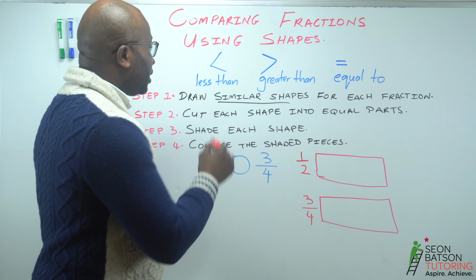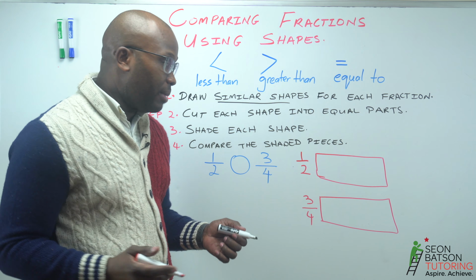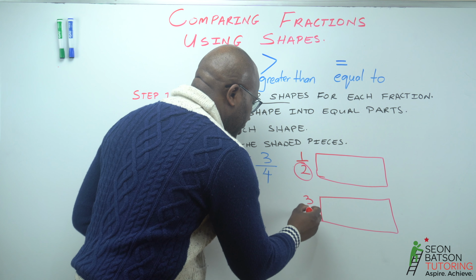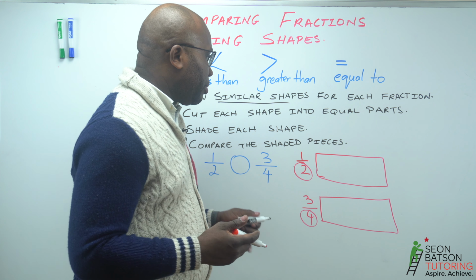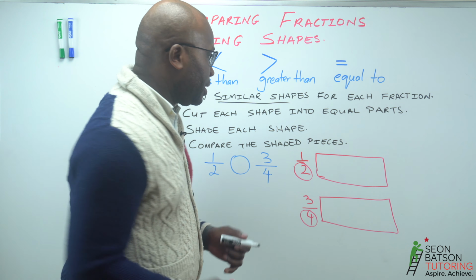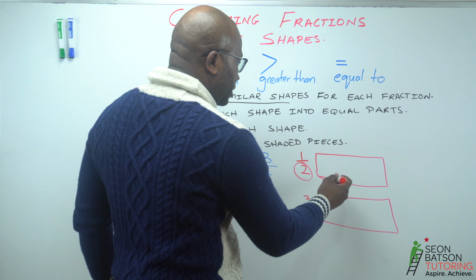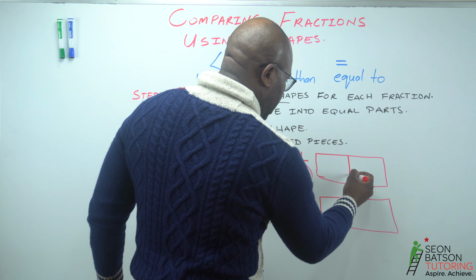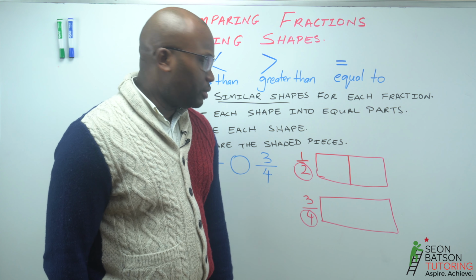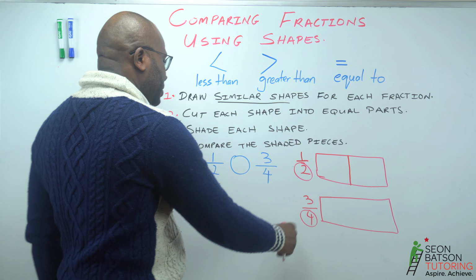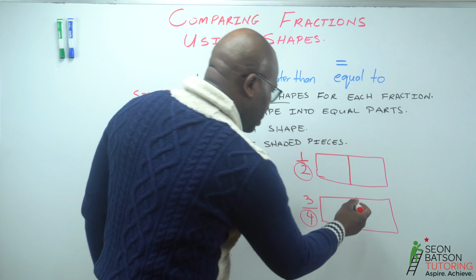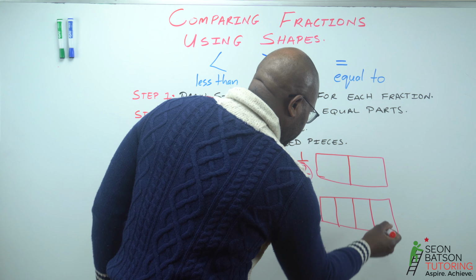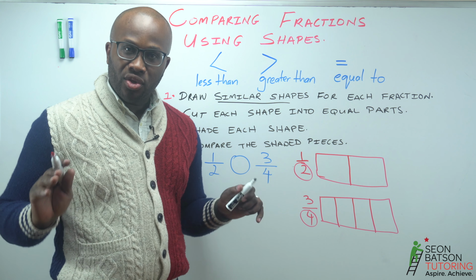The next step is to cut each shape into equal parts. Now remember again, the denominator tells us how many equal parts the shape should have. The denominator here is 2, so we'll cut this shape into 2 equal parts. That looks about equal. Good. The denominator here is 4, so this shape should have 4 equal parts. So let's cut our shape into 4 equal parts. So far, so good?